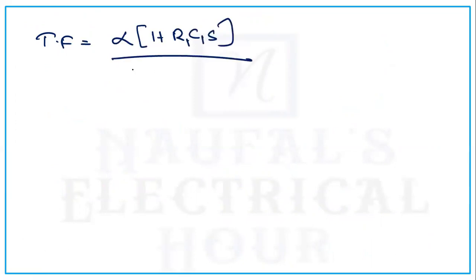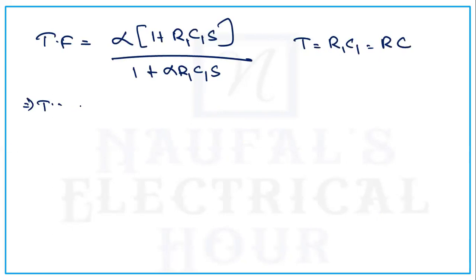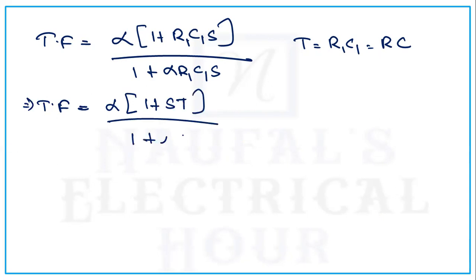Understood. And now we can write transfer function is equal to alpha into 1 plus R1 C1 S divided by 1 plus alpha R1 C1 S. And T, the time constant, is equal to R1 C1, that is equal to RC. Now you can say RC is T in place. Transfer function will be equal to alpha into 1 plus ST divided by 1 plus alpha ST.